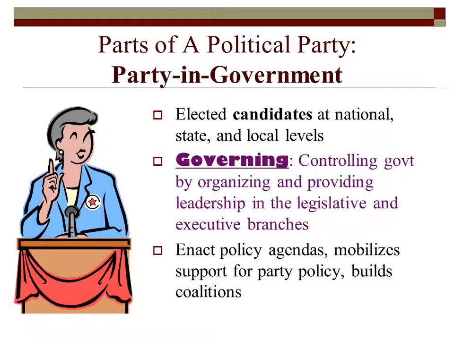Secondly, we have the party in government. These are the candidates themselves. So if a party has a candidate who actually gets elected, so they've done their main part of their job, getting them into office, the job doesn't stop there. Now you have the candidates in office, and what they have to do is govern. Governing is simply controlling the government by organizing and providing leadership in the 3 separate branches. Mostly in the legislative and the executive, like I said, because we're not identifying heavily in the judiciary, but it's really leading on your party's particular agenda and using that to control what the government does in its decision making.